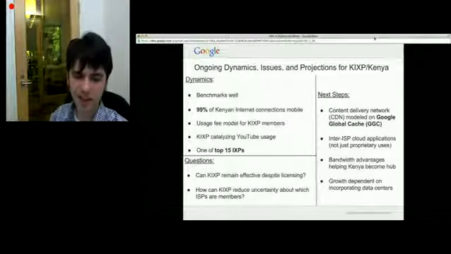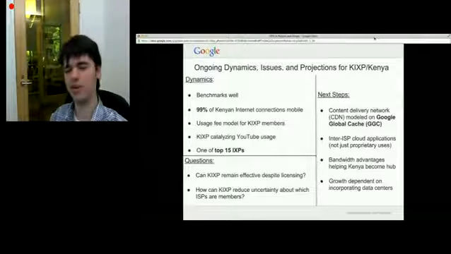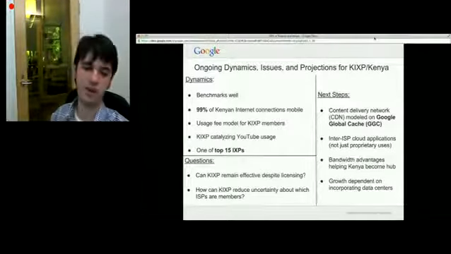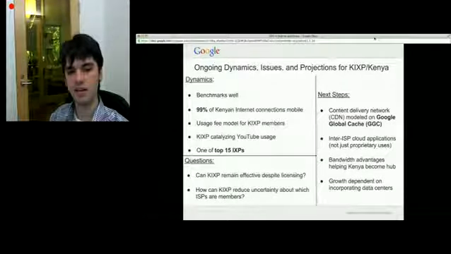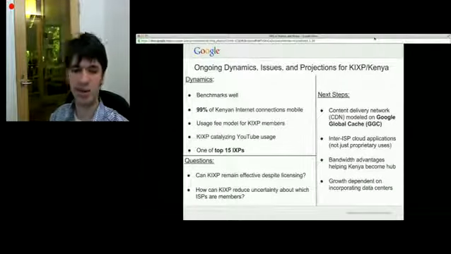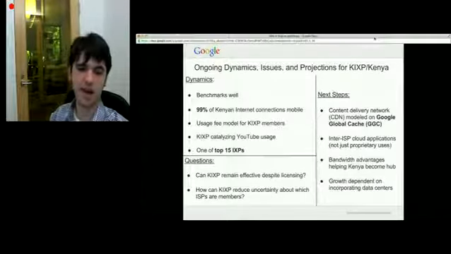And IXP is catalyzing YouTube usage. You really have seen more videos being loaded in Kenya because of the increase in quality of internet. And you've really seen IXP propel Kenya into being a regional hub. It's one of the top 15 IXPs, and it's really become quite successful as a regional hub.